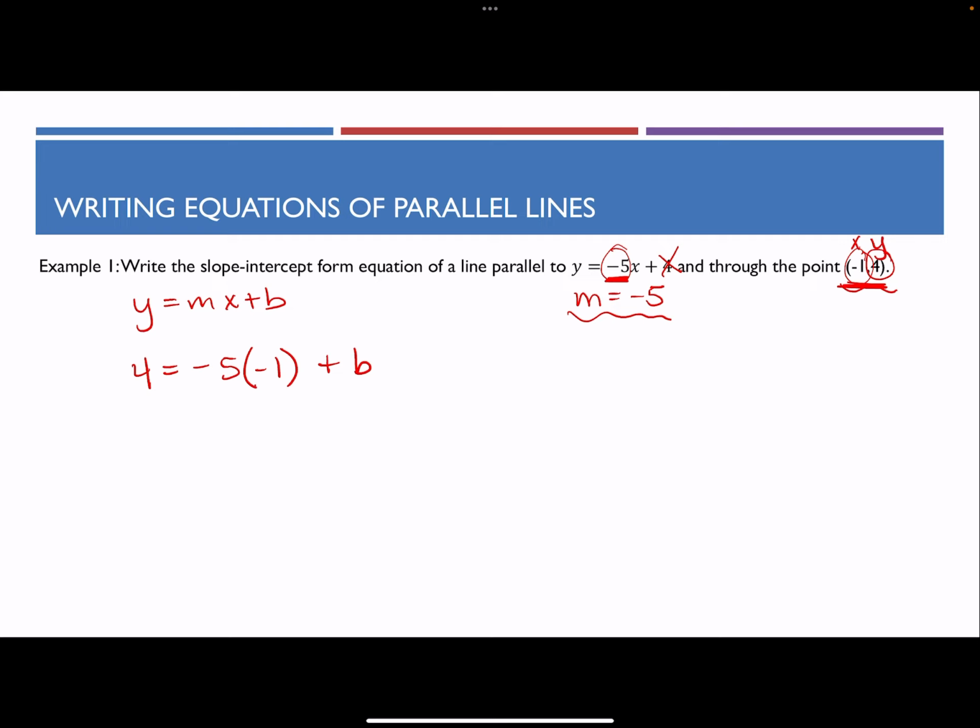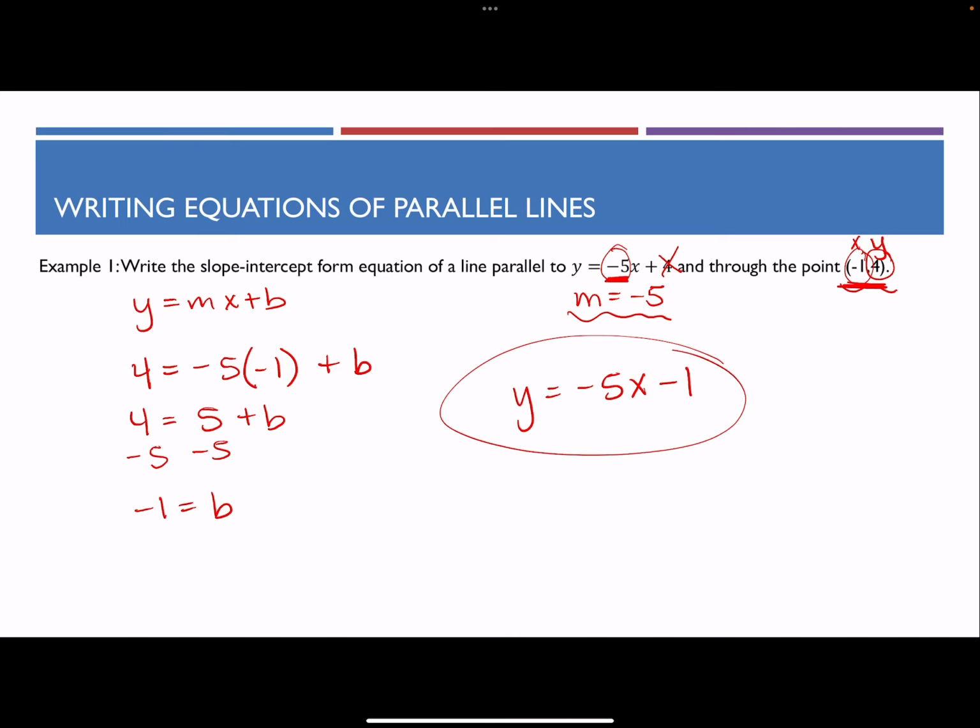Now I have my equation. I'm just going to solve this for b. I have to multiply negative 5 times negative 1, and then I'm solving for b. I'm going to subtract 5 from both sides, and I get negative 1 equals b. So my equation is y equals negative 5x minus 1. I can see it has the same slope, that negative 5, but now I have a new y-intercept. And if I were to graph this line, it is going to go through that point, negative 1, 4.